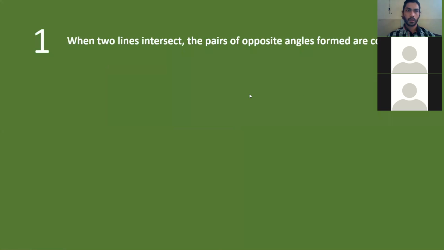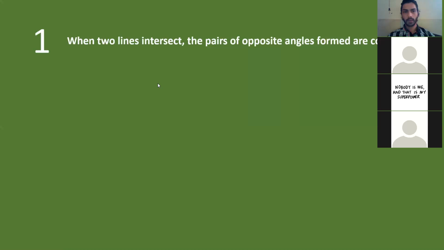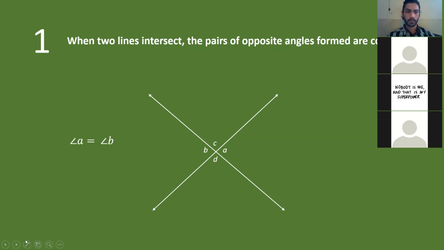For the first, I'm going to request Aditya to quickly read what's written on the screen. When two lines intersect, the pairs of opposite angles formed are congruent. Absolutely. So I have 2 lines over here, AB and CD. Then angle A is equal to angle B, and angle C is equal to angle D. So this is the first property of lines.